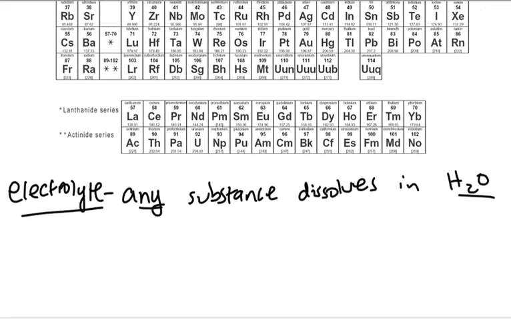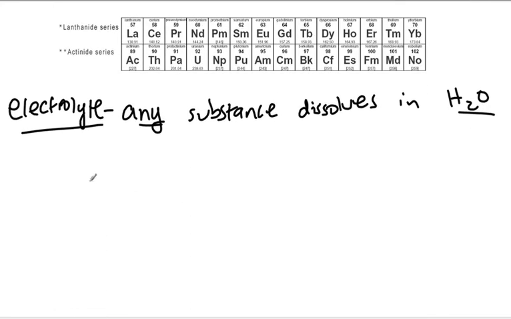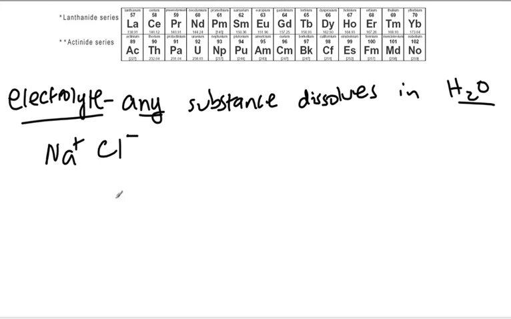So now let's think about it. Let's give some examples of electrolytes, stuff that dissolves in water. Well, we know table salt dissolves in water, right? Salt water. What is the formula for table salt? Well, I know it has Na, and I know it has Cl, and I know the charge of Na is plus, and the charge of Cl is minus. So by that definition, NaCl is a compound that dissolves in water.